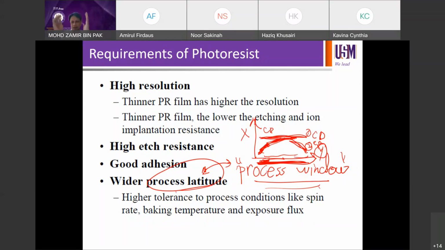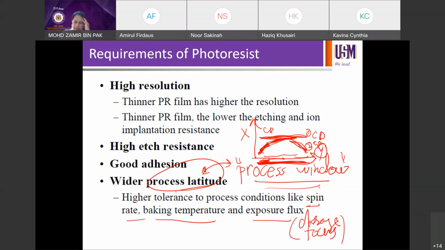For example, these parameters that you have to control can be spin coating rate, hot plate temperature, tolerance, exposure flux in terms of dosage and focus. Sebab kadang-kadang dosage and focus dia boleh drift dalam scanner. They will drift to a certain extent. They can drift to a certain way in some condition. Okay. Kadang-kadang you can predict, kadang-kadang you cannot predict.